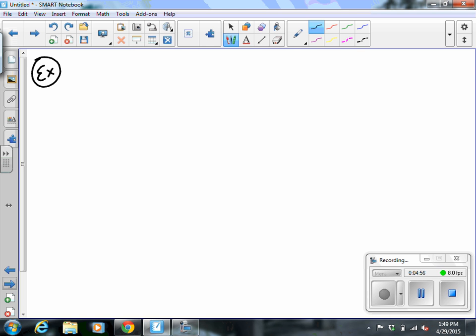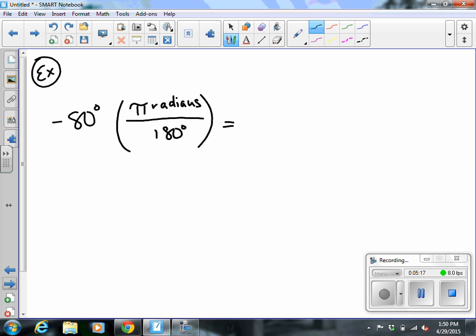All right, now let's say that I have negative 80 degrees. Even though this is a negative 80, it's still the same concept. I'm still going to multiply it by pi radians over 180 degrees. So I'm left with negative 80 pi over 180. And I'm going to go ahead and reduce that, and I'm left with negative 4 pi over 9.